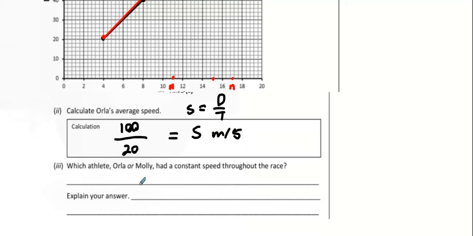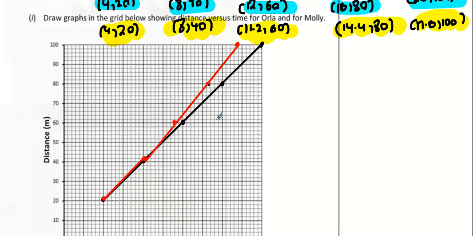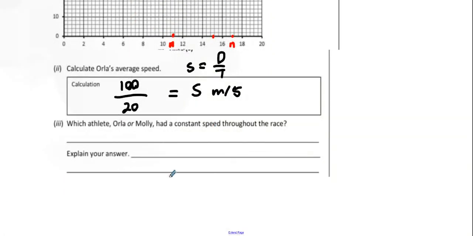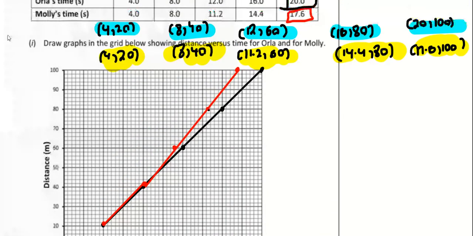Which athlete, Orla or Molly, has constant speed throughout the race? It's Orla who has the constant speed throughout the race, because the slope of her line never changes. Or you could say, it's clear to see that Orla goes up in 20s all the time.